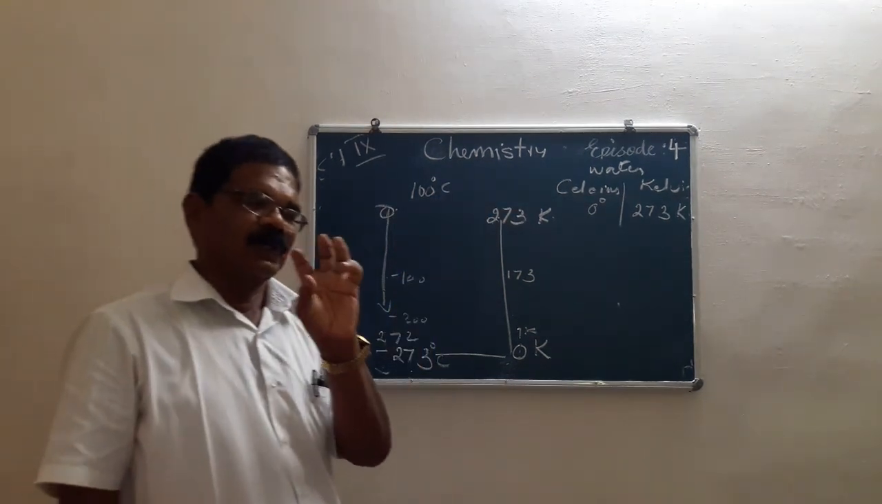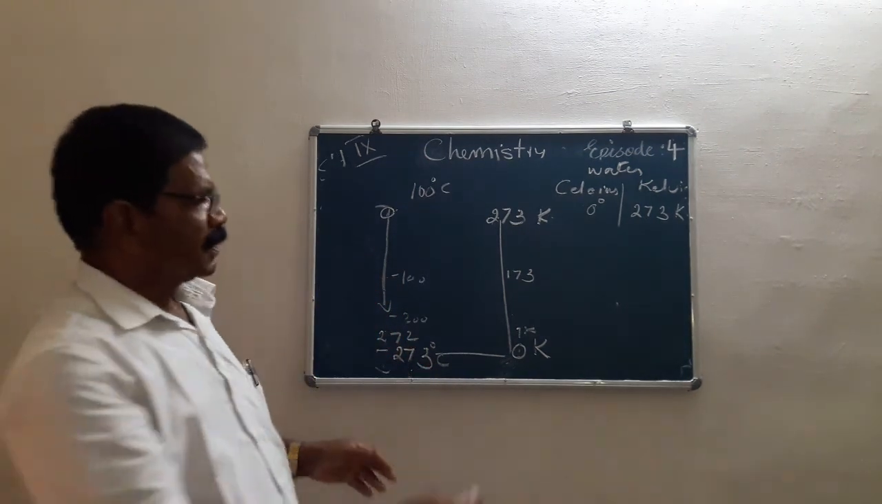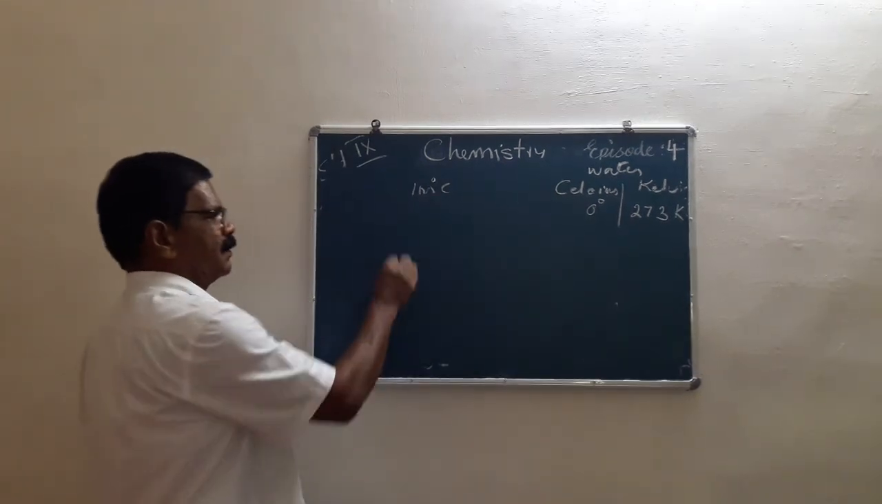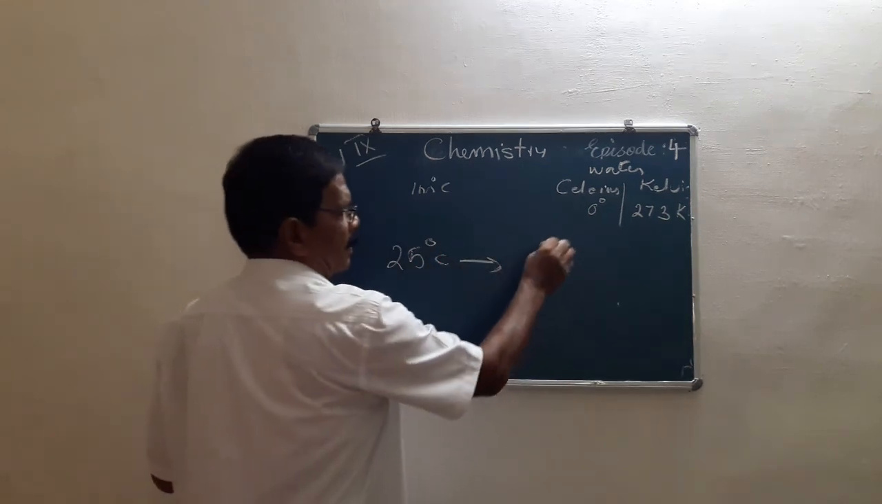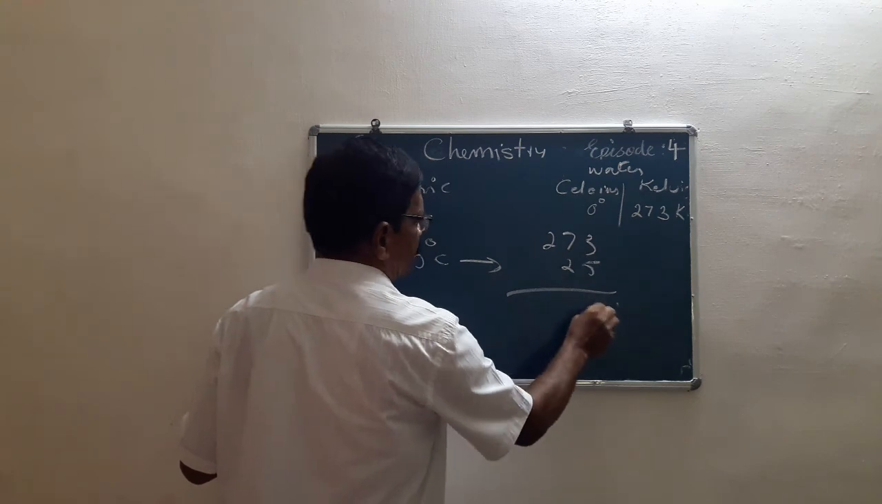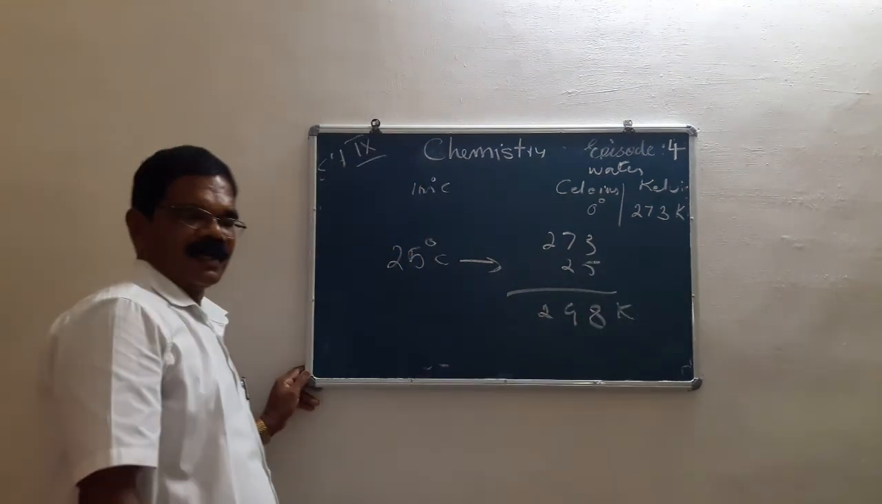You are required to convert degrees Celsius to the Kelvin scale. Convert 25 degrees Celsius to the Kelvin scale. 273 plus 25 is equal to 298. You must study this only.